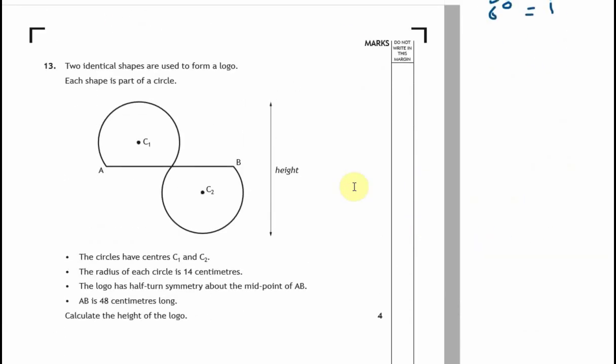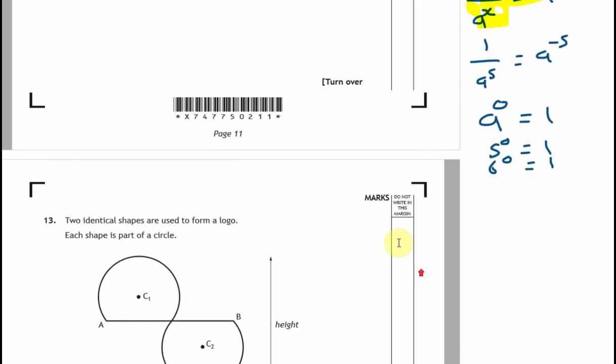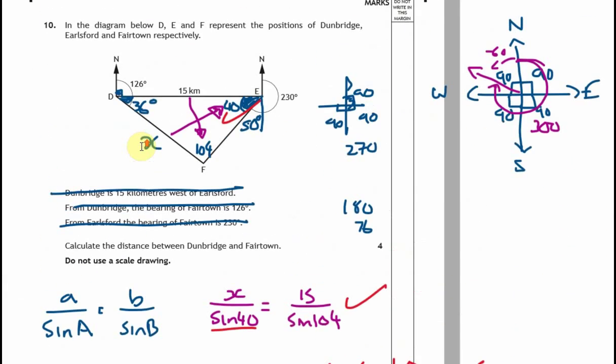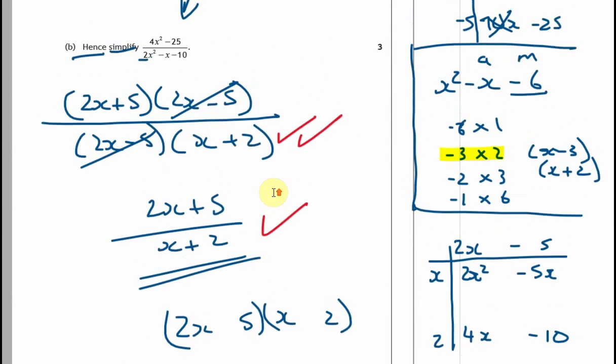Here we go. Okay, so we're getting towards the end of the paper now. We've got 3 questions left, and this is when they will start to throw some trickier questions your way. Indices was quite straightforward. Equation of a straight line isn't that difficult. I think sine rule is very straightforward.